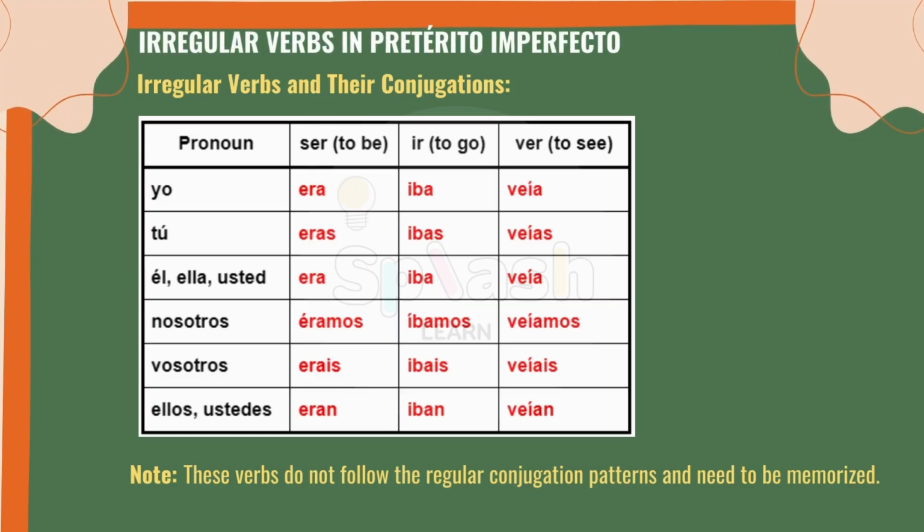Before we finish and move on to practice exercises, let's look at the irregular verbs in the pretérito imperfecto. There are only three verbs with irregular forms: ser, to be, ir, to go, and ver, to see. Here are the conjugations for these irregular verbs. These forms do not follow the regular conjugation patterns we saw earlier and need to be memorized.